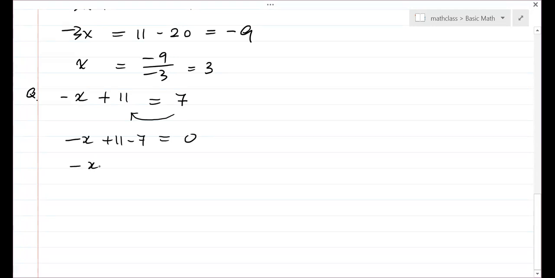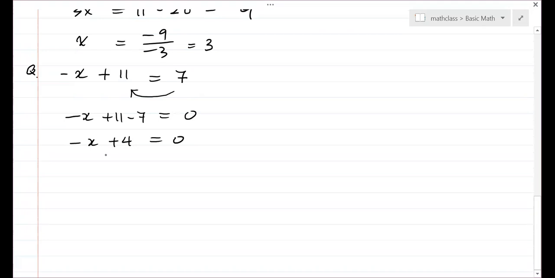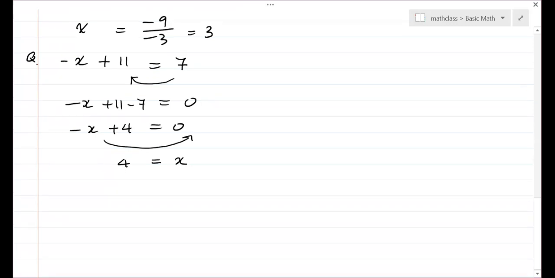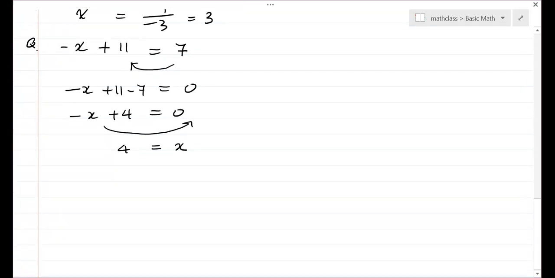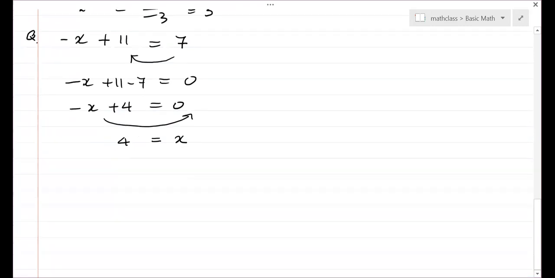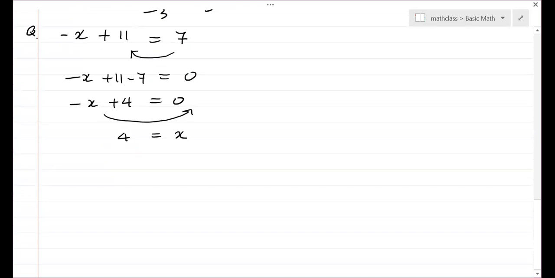Then you get negative x plus 4 equals 0. Then you can move negative x to the right-hand side. So 4 equals negative x to become positive x. So 4 equals x, x equals 4 is the same. Then that's the answer, okay? x equals 4 is the answer. So it's not necessary that x should be on the left side, but traditionally x is on the left-hand side and the constant on the right-hand side.